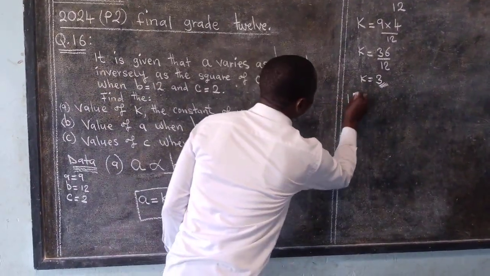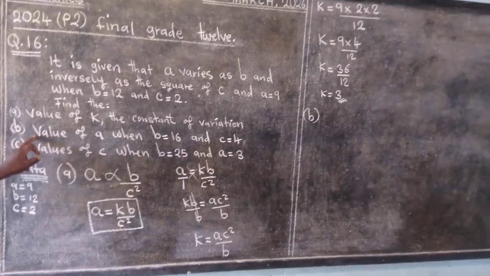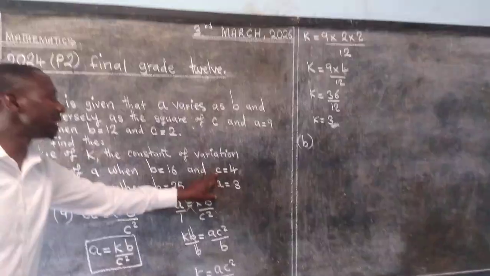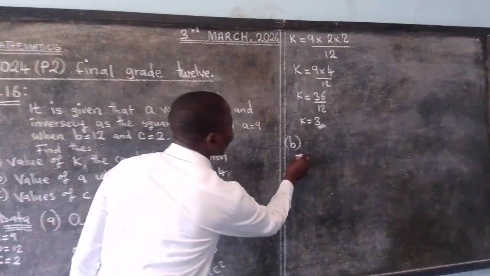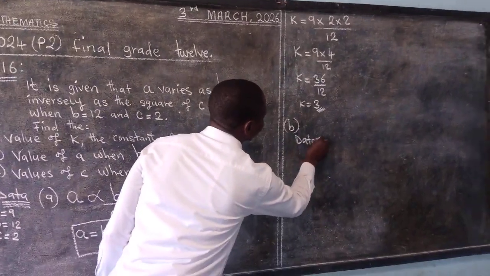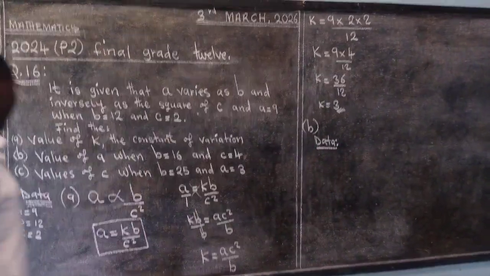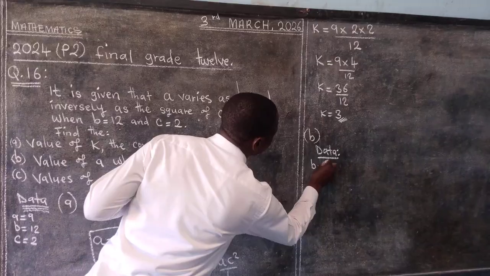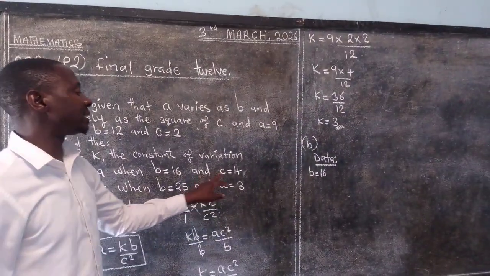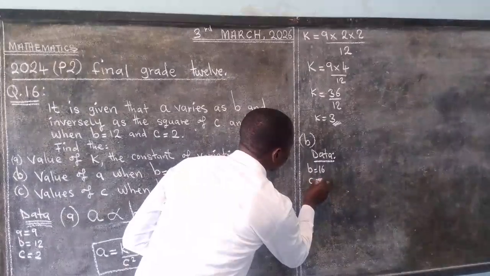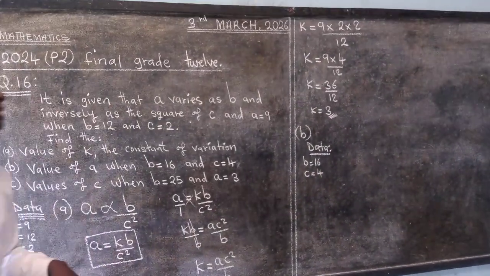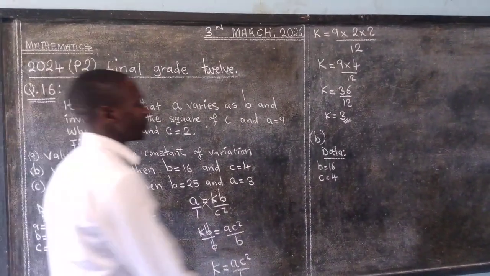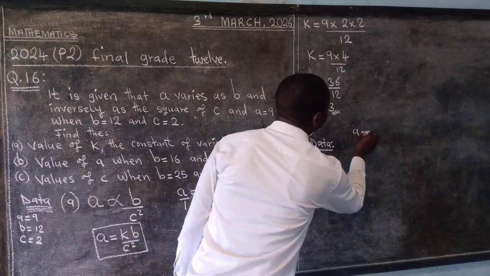Now we are answering question B. Find the value of A when B is equals to 16 and C is equals to 4. First thing, make data. Say data. What is our B here? 16. Our B is equals to 16. What is our C here? 4. Our C is equals to 4. Without wasting much of our time, let's get the formula here. The formula says A is equals to what?